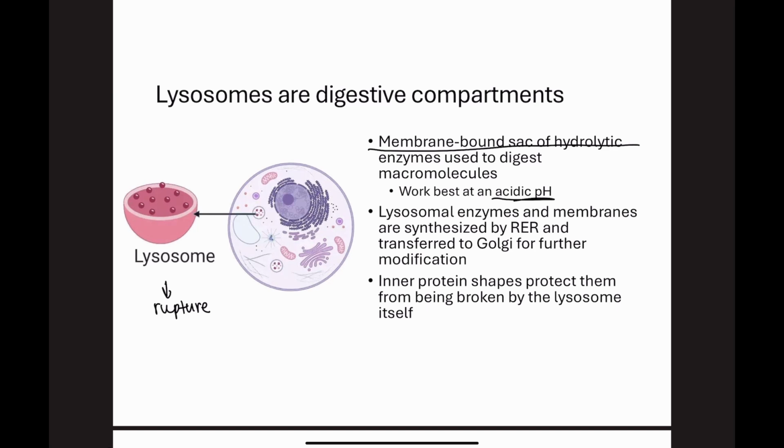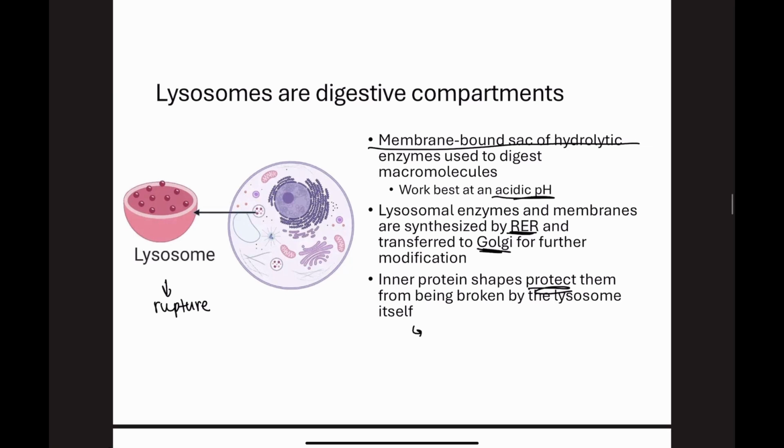So our lysosomal enzymes and membranes are initially synthesized by the rough endoplasmic reticulum, and then they're going to be modified and processed inside of the Golgi. And some lysosomes are actually going to be formed by budding from the trans face of the Golgi. But it's important that we note that our lysosomal membrane proteins are protected from enzymatic digestion by their three-dimensional conformation, which is going to shield vulnerable bonds from hydrolysis. So our lysosomes are protected because they do not undergo hydrolysis.